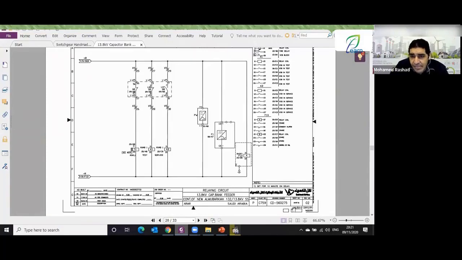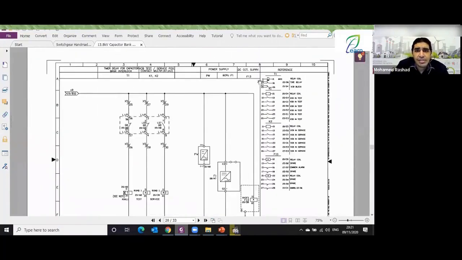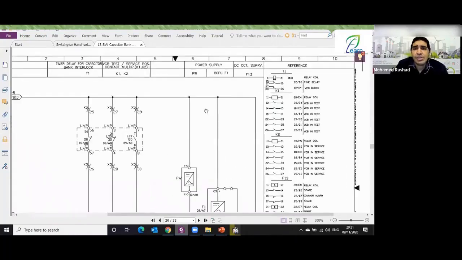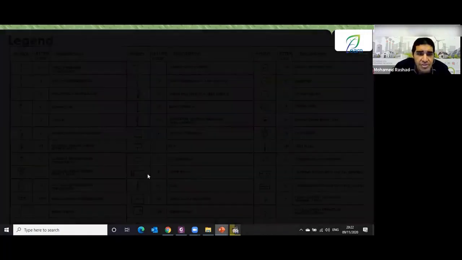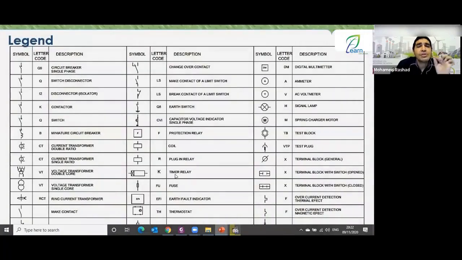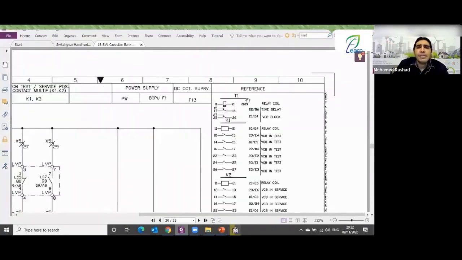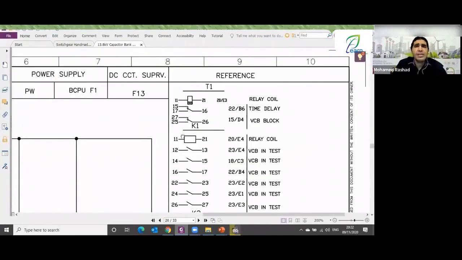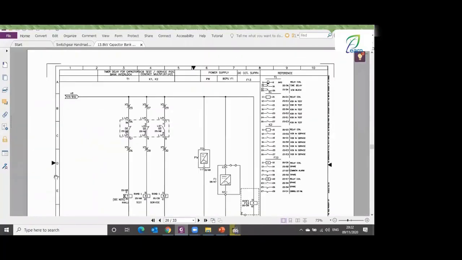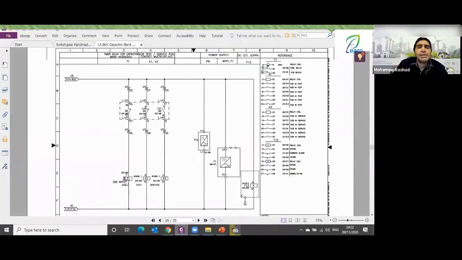Which page is this? Here it is, page 20. Where is section 8, Engineer Rashad? Here is section 8. Very good. Do you see this indicator? Here it is. It's called a timer relay. What's the story with this timer? It's very simple. This timer is here on page 20, the same page, section 3. Here is section 3, where my timer remains.